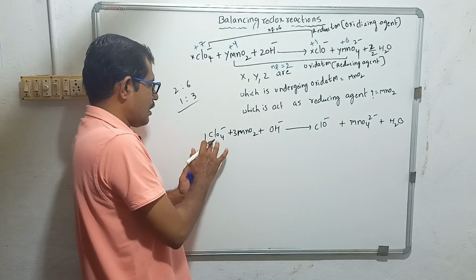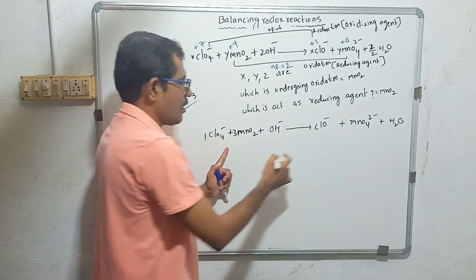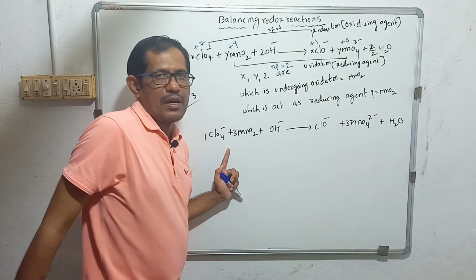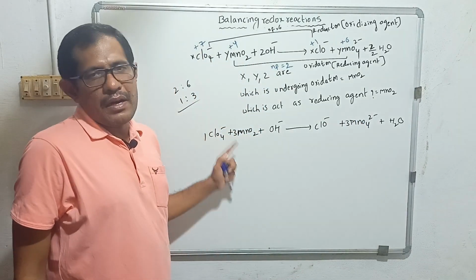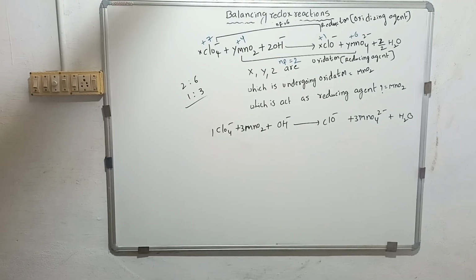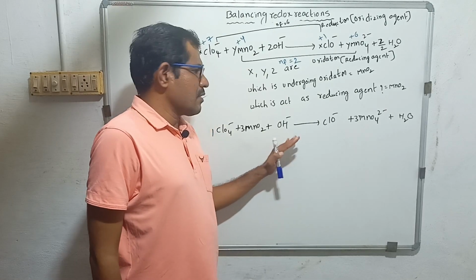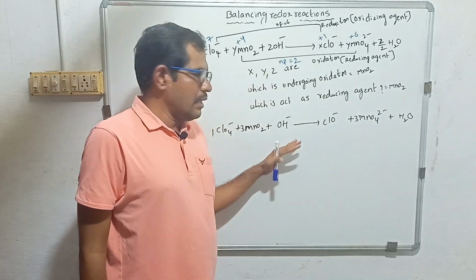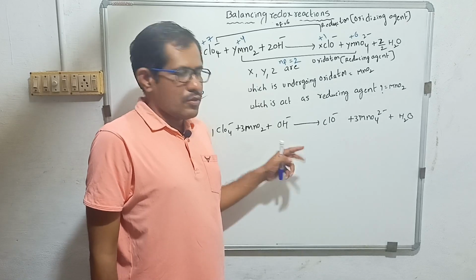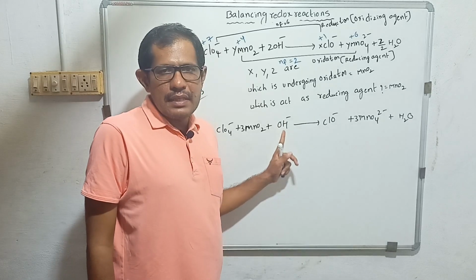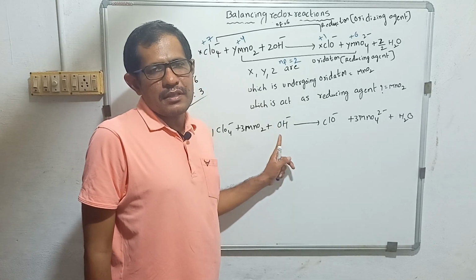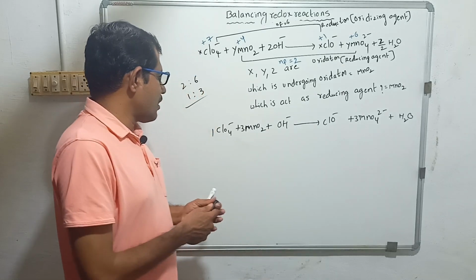Now I am going to solve Cl. Here there are 3 manganese, so I am also going to put 3 manganese. Now I am going to balance the oxygen atoms. First try to balance the oxygen atoms and then finally balance the hydrogen atoms. This reaction is in basic medium, so OH minus is coming here.